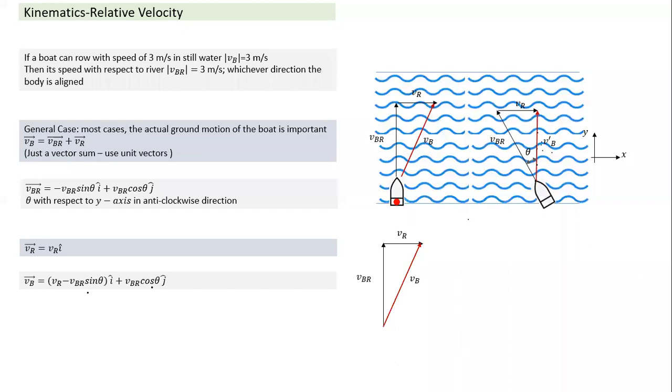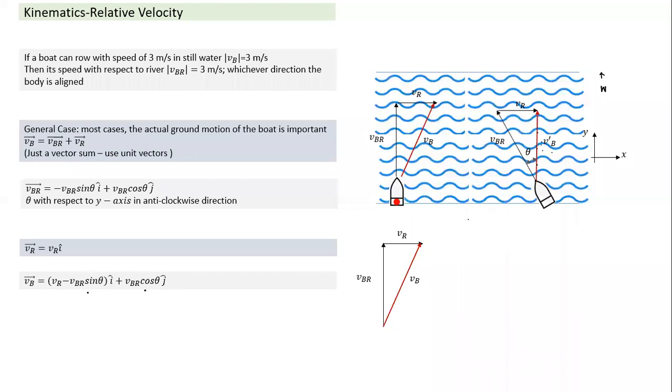Basically, crossing the river, if the river width is W, means it has to have displacement in the y direction. So only the j component helps in crossing the river. This component results in drift. It gives a displacement in the x direction, and displacement in the x direction is called drift. How much distance it has flown downstream is called the drift. So the x component results in drift, and the y component results in crossing the river.